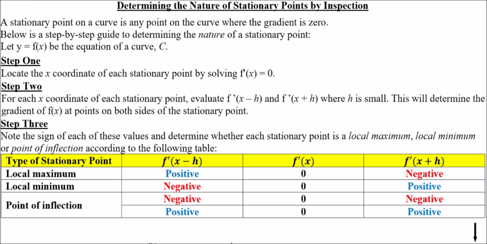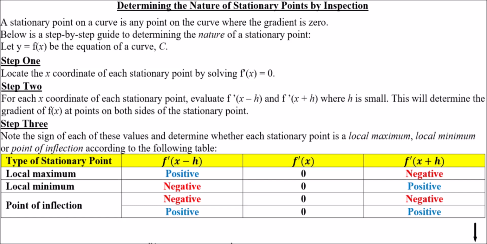Okay, so what we need to look at here is stationary points. I need to just define with you what a stationary point is. In plain English, if you've got a curve, a stationary point is just any point on that curve where the gradient is 0. Okay, so any point where the gradient is equal to 0.